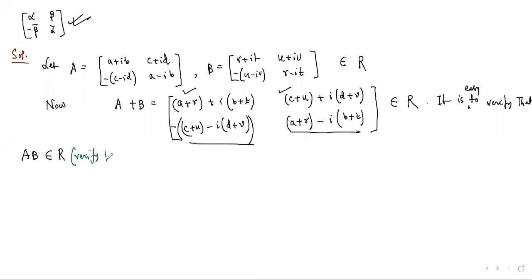So verify this by yourself. Okay. Observe that the null matrix 0 definitely will belong to R, because 0 can be considered as the complex conjugate of itself. This element can be considered as the complex conjugate of this element, and this element can be considered the complex conjugate of this element. So 0, 0 will definitely belong to the set R.